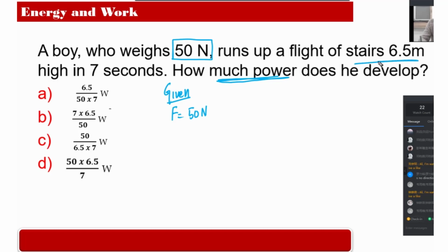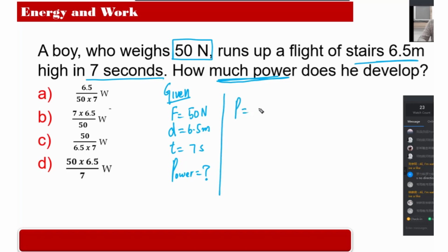What next is given? You see, height is given, or you can simply say the distance is given, and that is 6.5 meters. Next, time is given. Here time is given, so we write down 7 seconds. What we need to find out is power. The best way is to write down power equals W over T, and W is equal to Fd, so this is Fd over T.